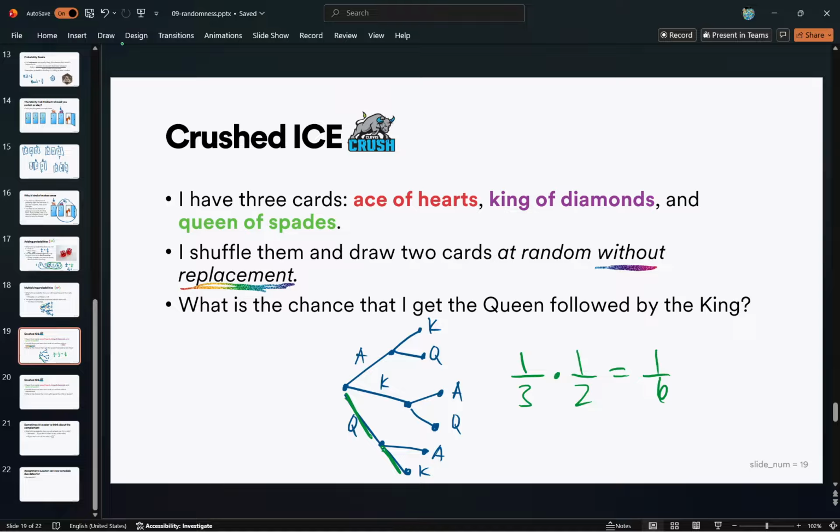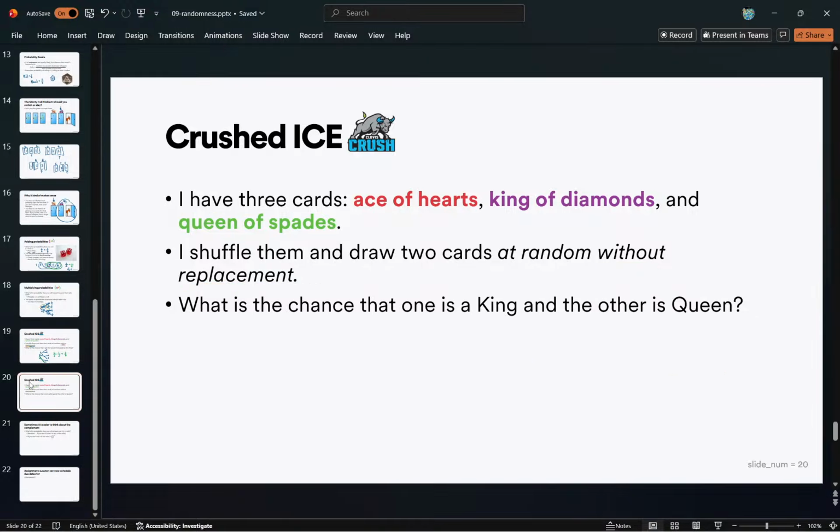So that's the fun one. I have one other question now. Again, try to think about it. Again, I've got the same cards. I draw 2 cards at random without replacement. What's the chance that those 2 cards that I've picked, what are the odds that one is a king and the other is a queen?